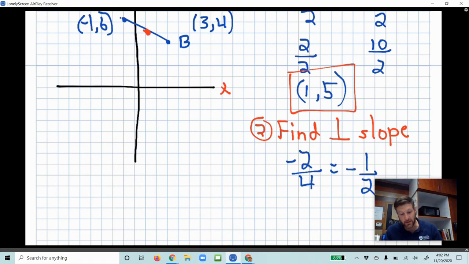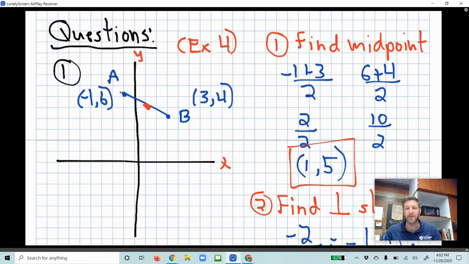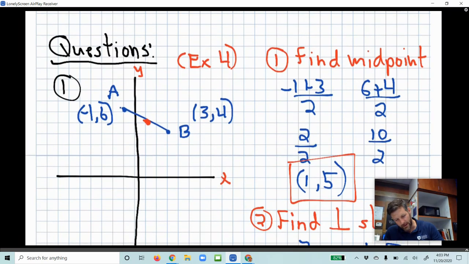So what's my perpendicular slope? I need to flip it over and get rid of the negative sign. So that means my positive slope is simply, right, make it positive. And so now my other slope is 2 over 1, or simply 2. All right, so that means the line that goes through the middle of A and B and is perpendicular to it goes through point 1, 5 and must have a slope of 2.